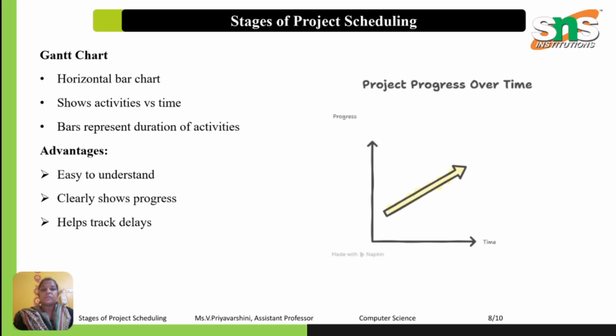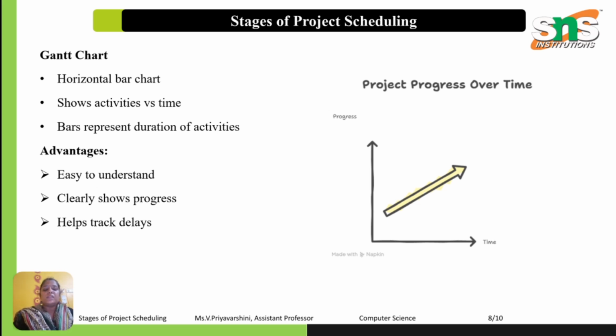Next is the Gantt chart. After creating the schedule, project managers use tools such as Gantt charts and PERT charts to represent the project activities. The Gantt chart is a graphical representation of project activity using horizontal bars. The horizontal axis represents the time and the vertical axis represents the project activities. Activity duration: requirement week 1, design week 2, coding weeks 3 to 6, testing weeks 7 to 8, deployment week 9. Each activity is shown as a bar extending over its duration.